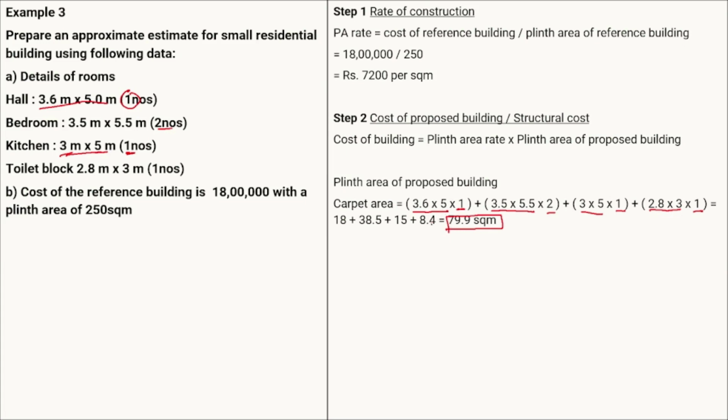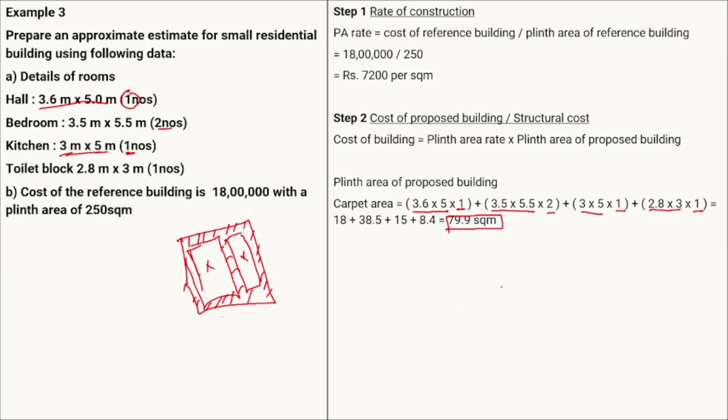Now this area is only the carpet area. Suppose this is your building, there will be multiple rooms in it. The carpet area is only the area of the rooms. There is no area for the walls; the wall area is not considered. So we also have to consider the wall area as well as the lobby area.